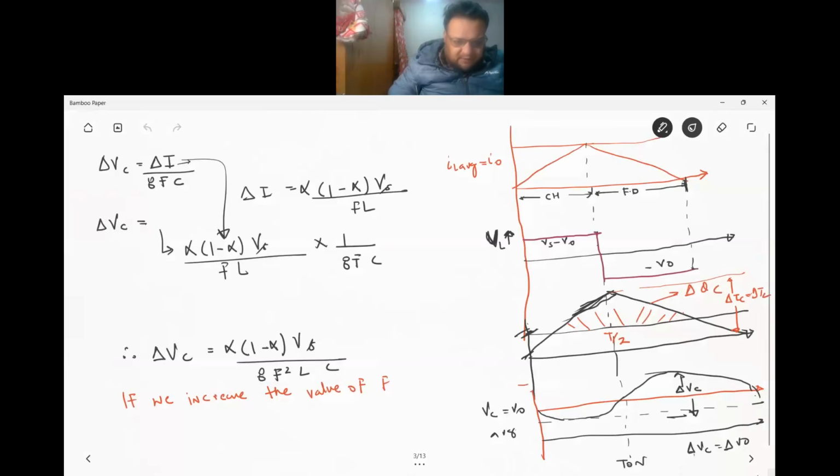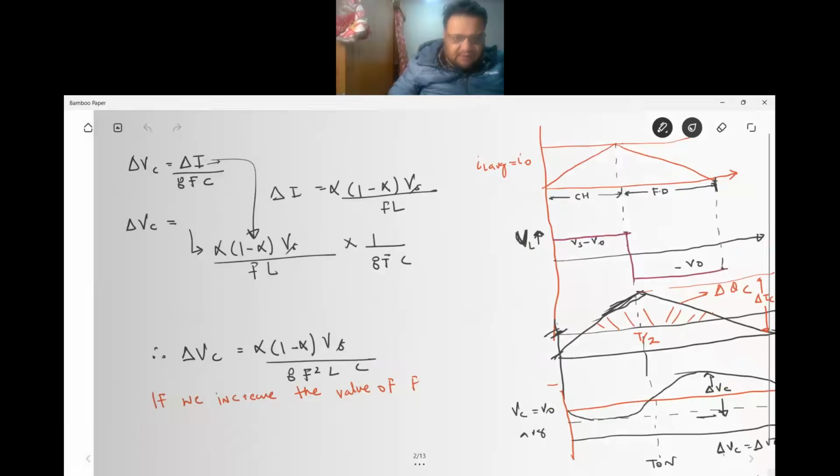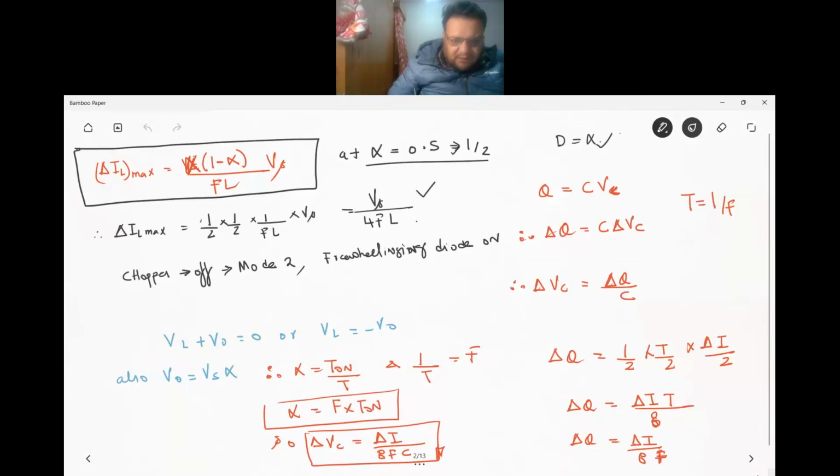So that means in the off mode, VL plus V naught is equal to 0, or VL is equal to minus V naught. And now from the same V naught by Vs is alpha. Same thing I'm doing. Alpha is equal to T on by T, and 1 by T is F. So F into alpha is equal to F into T on.